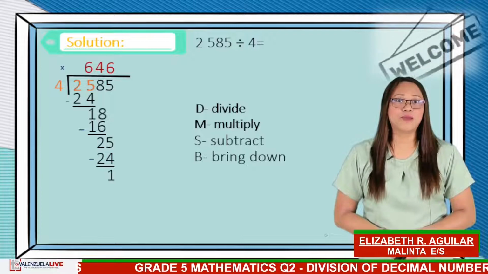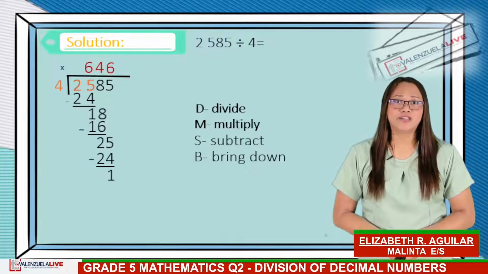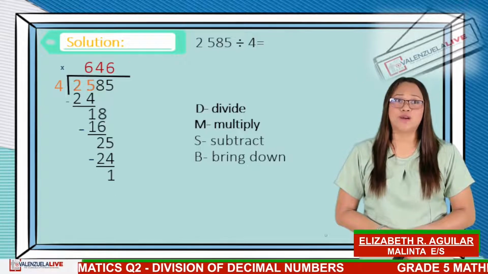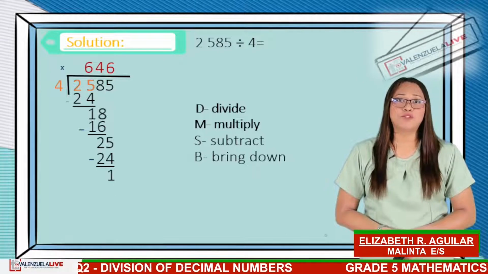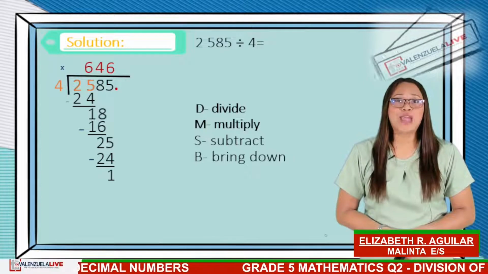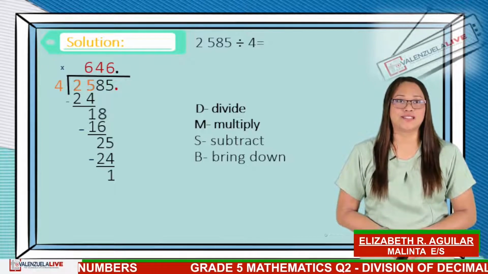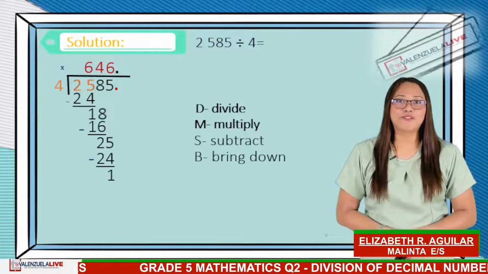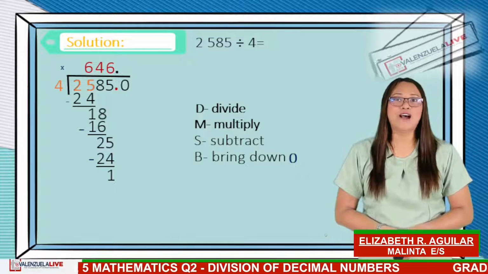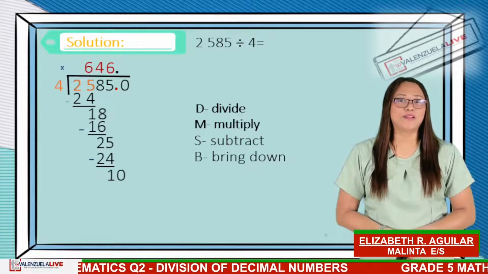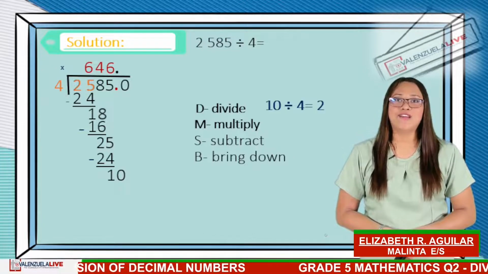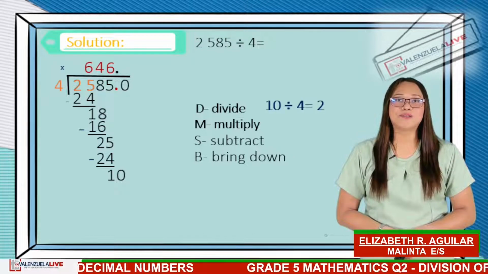But we have still a remainder. So all we need to do is to continue the process. But before that, we have to put first the decimal point in our dividend as well as in our quotient. Then we have to write 0 in our dividend. Then bring down 0, so it will become 10. So let's divide. 10 divided by 4 is equal to 2.